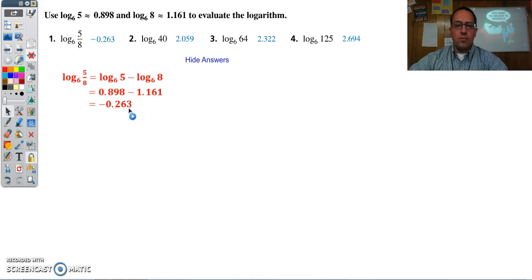Alright, so next we have log base 6 of 40. How can we come up with 40 using 5 and 8? Well, 40 is 5 times 8, so we're going to rewrite it like that, 5 times 8.